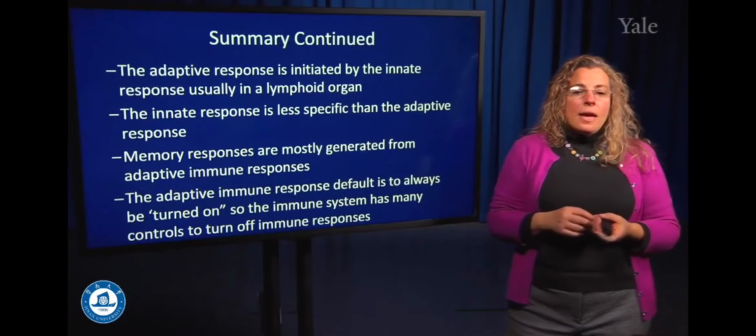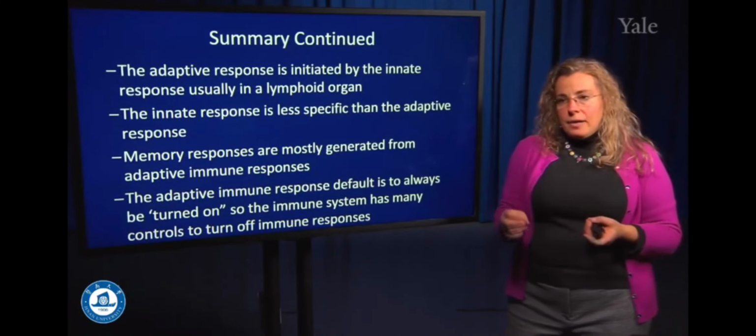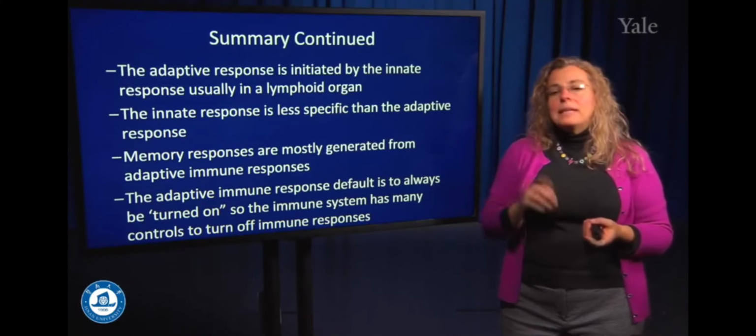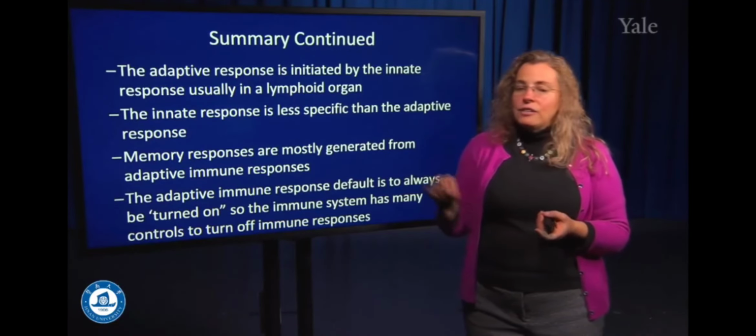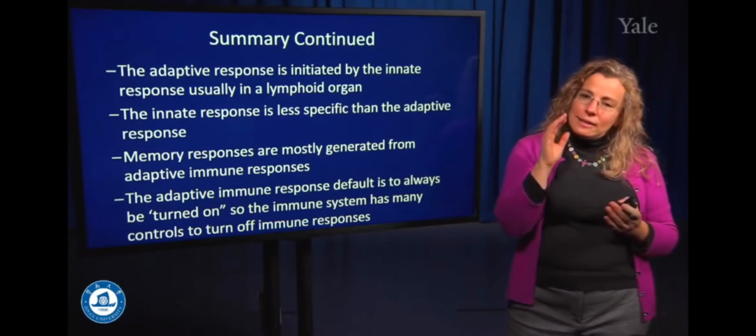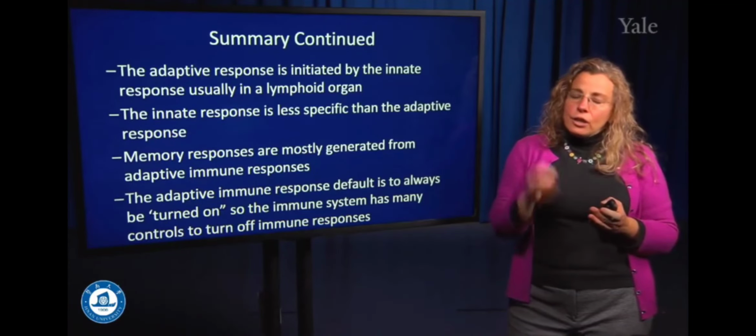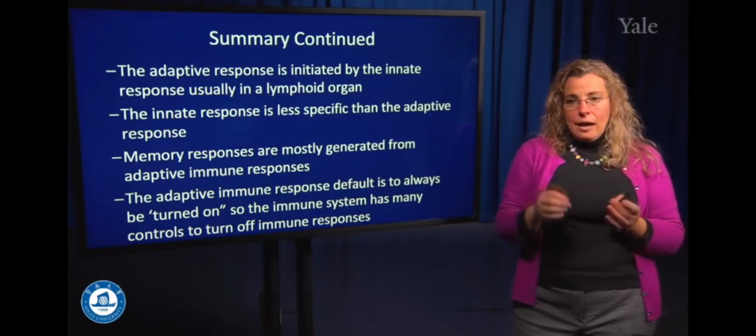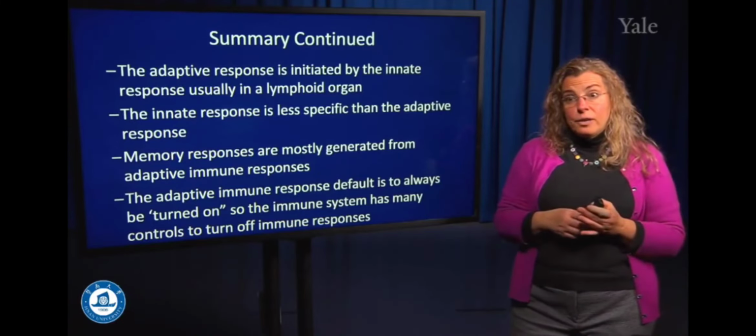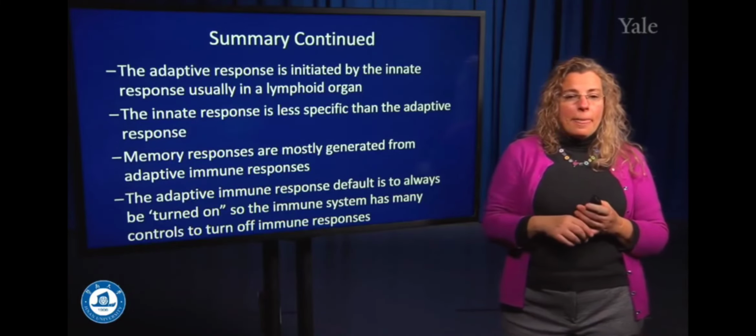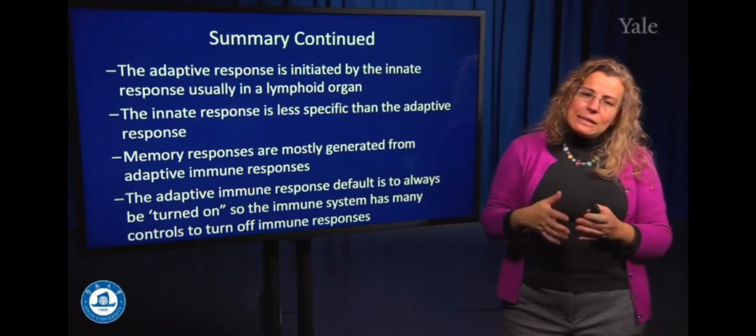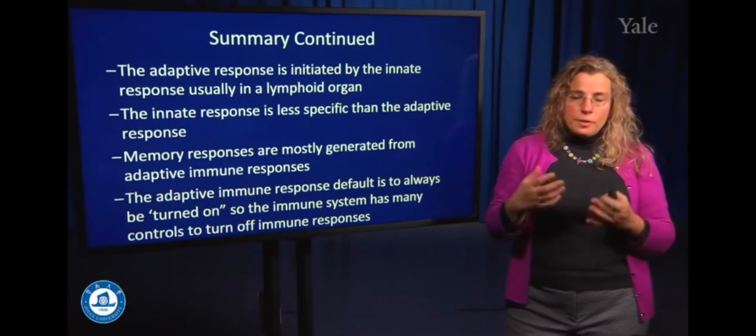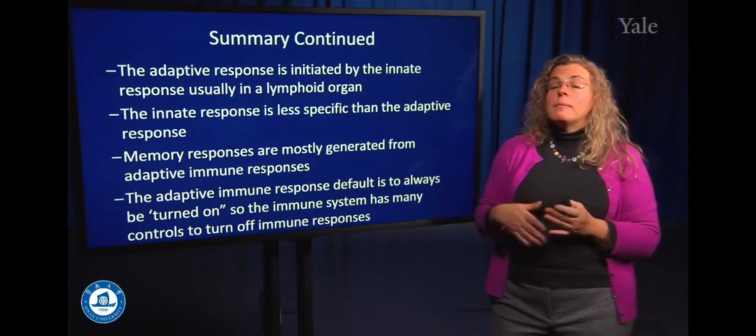The adaptive response must be initiated by the innate immune response. And that doesn't usually ever occur at the site of infection. It occurs in a lymphoid organ, and you'll learn more about specific lymphoid organs in the next lecture. The innate response is always going to be less specific than the adaptive response, but it's always going to be much faster than the adaptive response.